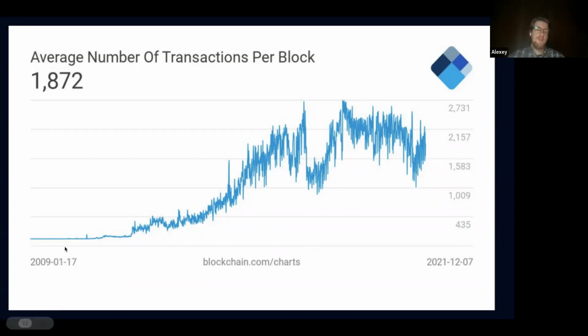And of course, the average number of transactions has grown substantially compared to 2009, when Bitcoin was in its inception, in its early years, and we have this very big growth here, then a drop, and since then it was more or less stable for Bitcoin.